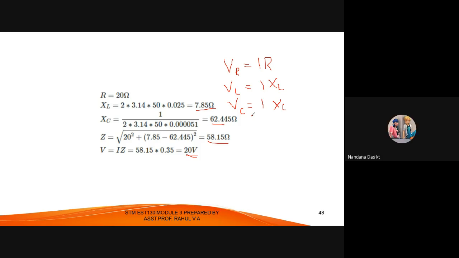Sir, we are getting 8.75 into 10 raised to minus 3. How does 10 raised to minus come? R is 20 into 0.35, right? I had put 25 by mistake. 20 into 0.35 is 7, right? 7 volt. Correct answer. So VR is equal to 7 volt.